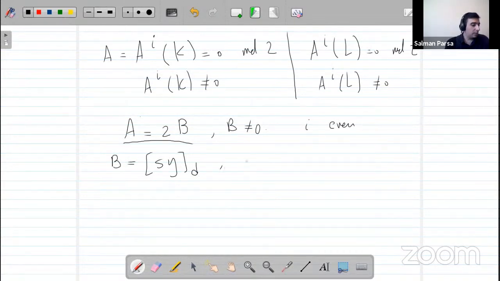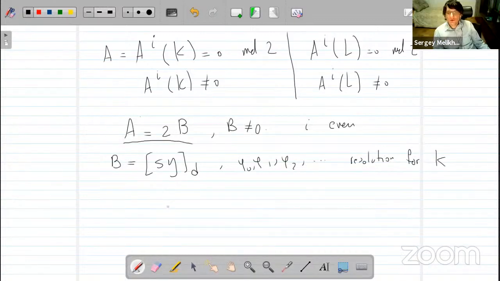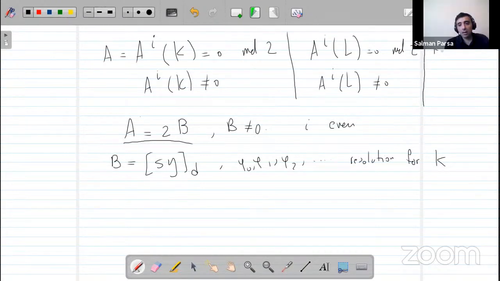And now let's also let phi be, as usual, the resolution for K. But maybe you can say which complexes we are looking at? What are K and L? So K and L are Z2 complexes. And AIK is the I-dimensional Smith class, and AIL is the L-dimensional Smith class.